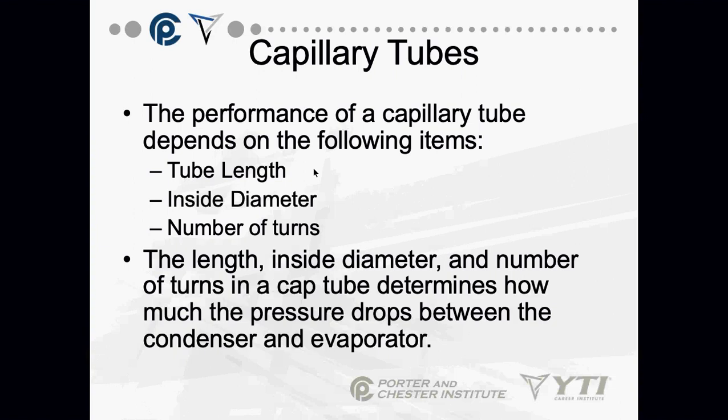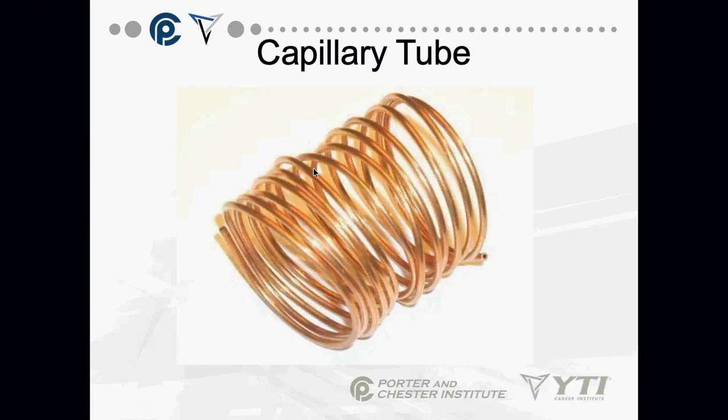Okay, the performance of a cap tube depends on the tube length, the inside diameter, and the number of turns in the coil. Why do I say the number of turns in the coil? Why does that change the flow of refrigerant?